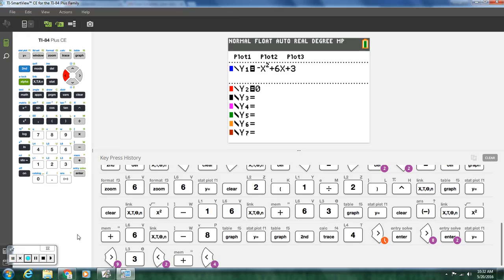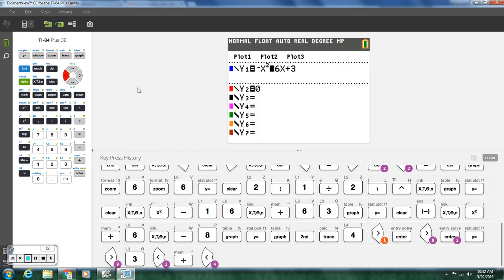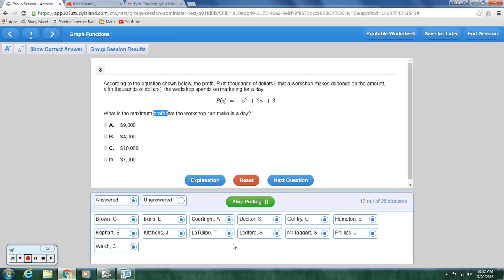Has everybody got something already, or am I? Oh, okay. Negative x squared plus 2x. You have to graph it. Place the answer. Okay, good or bad? Good. Bad?